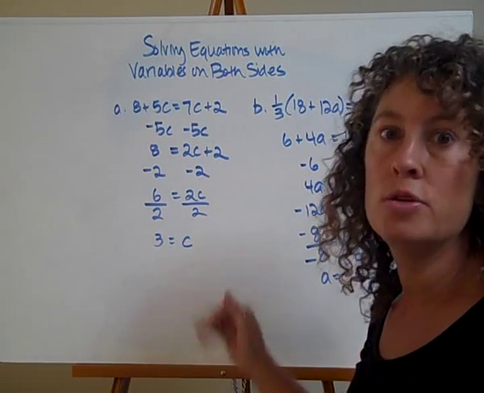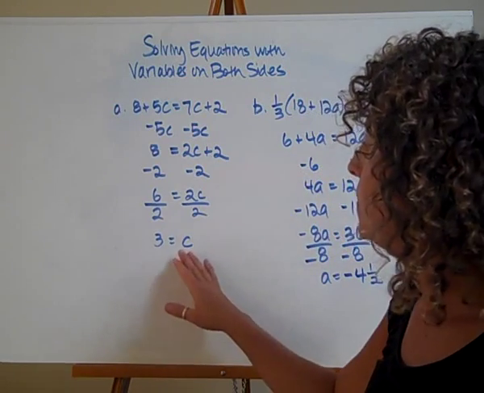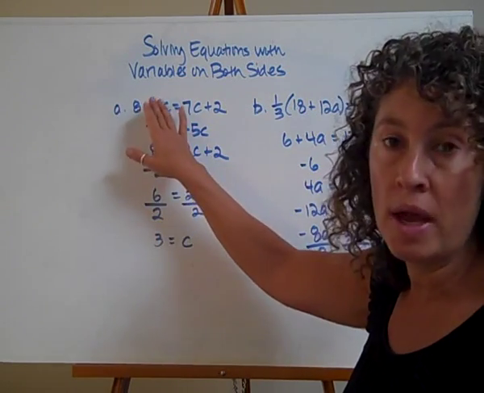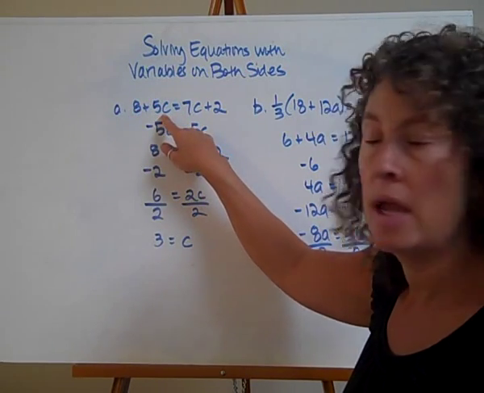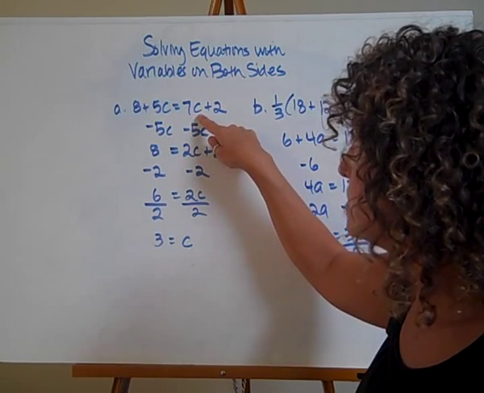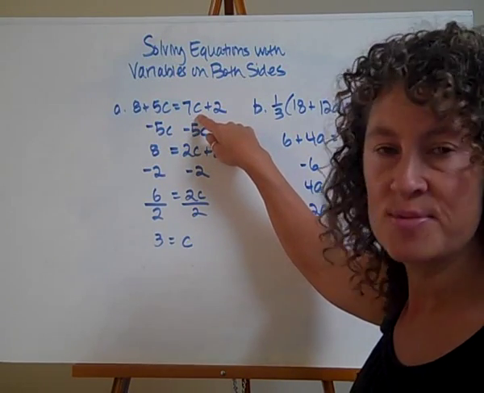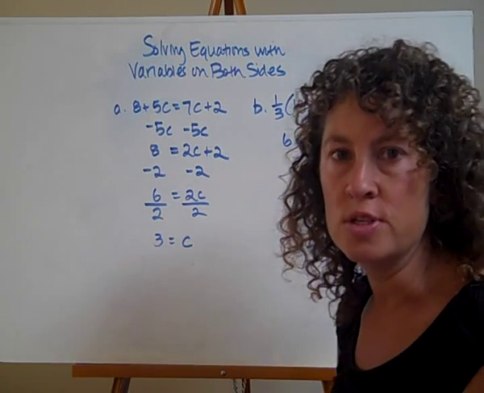I'm still encouraging you to do a mental math check any time you solve an algebraic equation. If I throw my 3 back in here for c, 8 plus 5 times 3, 8 plus 15 gives me 23. 7 times 3 gives me 21. 21 plus 2 also gives me 23. So those two sides are equal to each other.